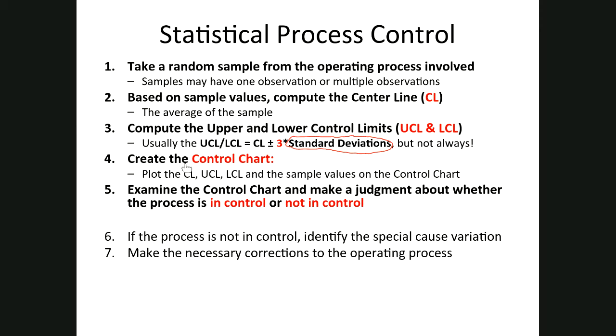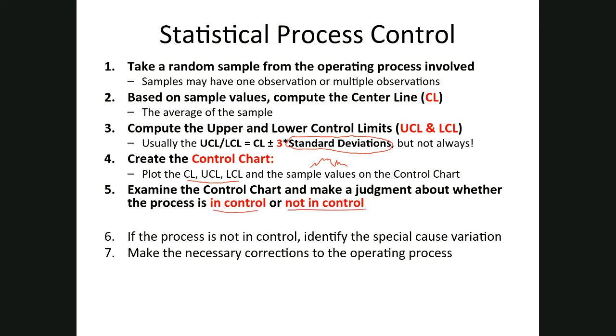And then we'll create the control chart. In the control chart, we're going to plot our 3 horizontal lines, our center line, upper and lower control limit, and then the random sample values that will appear on that control chart. And then finally, we're going to examine the control chart. And for our situation, we're just going to make a visual judgment about whether or not the process is in control or not in control.